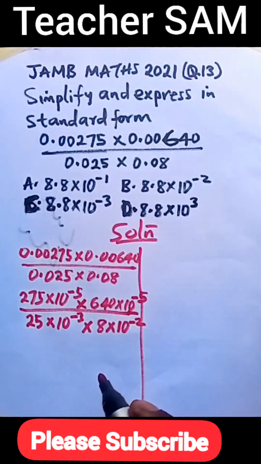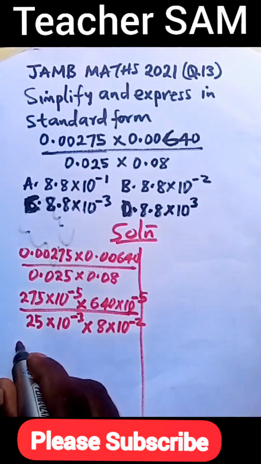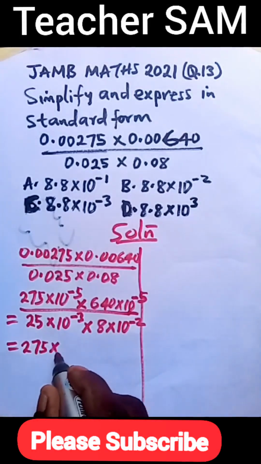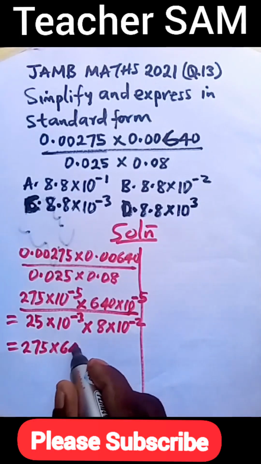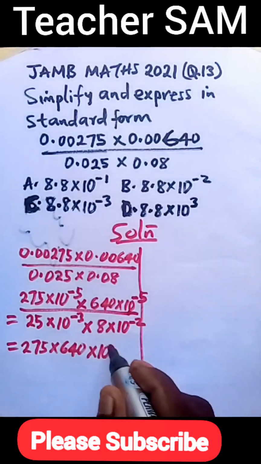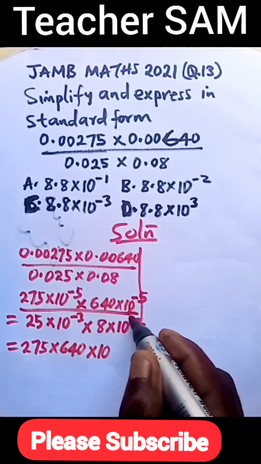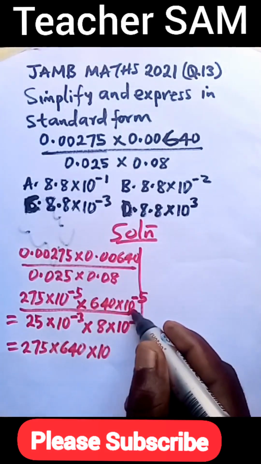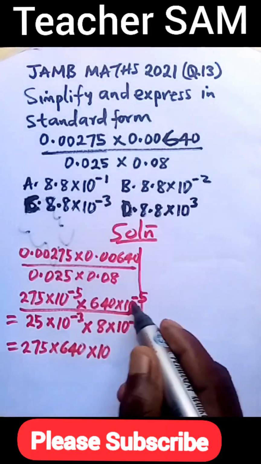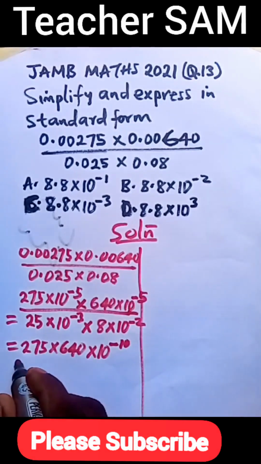Now the next thing we are going to do, let's pull out the numbers. So this will be equal to 275 times 640 times, now by indices, this is minus 5 plus minus 5, because 10 raised to negative 5 times 10 raised to negative 5, the bases are the same. Since the bases are the same, we can add up their powers. So minus 5 minus 5, you have minus 10. So I'm done with that.